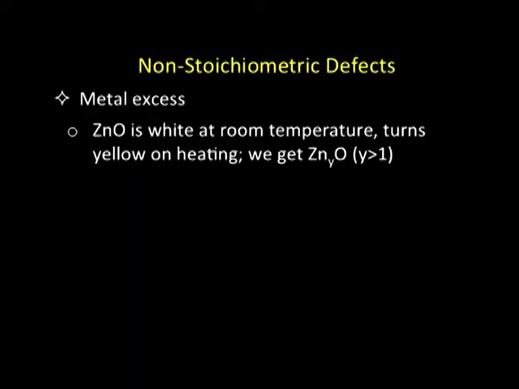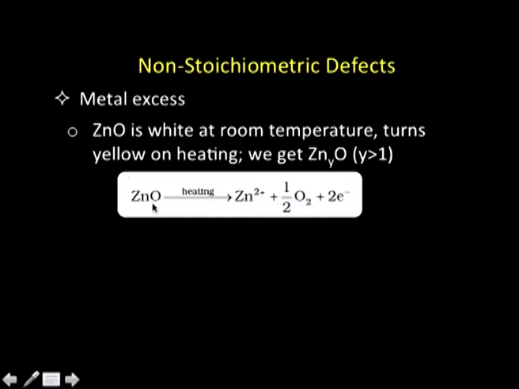Now, let us move on to some other types of non-stoichiometric defects, and we will take up two typical examples. One is metal excess, and the most common example is zinc oxide. We know that zinc oxide is white at room temperature, but when we heat it, it turns yellow, and that happens because of the following. The material we get is non-stoichiometric, with the formula Zn(1+y)O, where y is greater than 0. That means there are more zinc ions than oxygen ions.